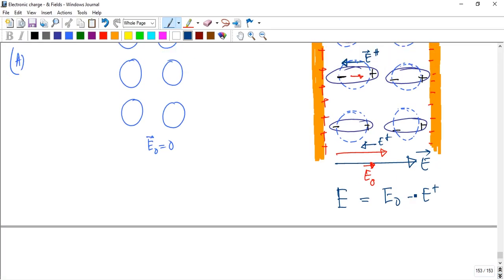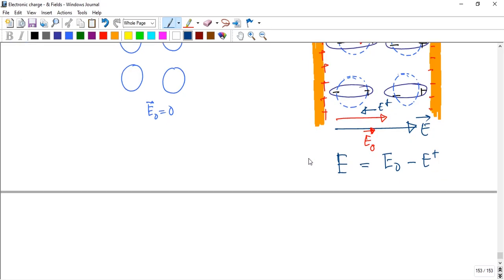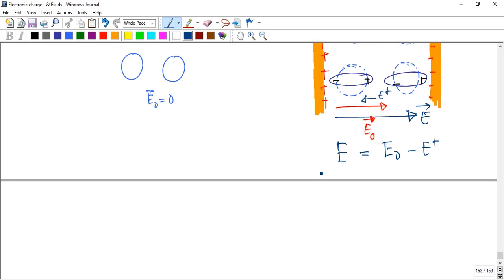Orientation. So that's the change in the electric field here: a slight decrease in the electric field.